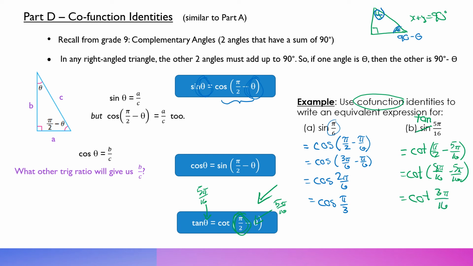So tan of 5 pi over 16 is equal to, is equivalent to, is exactly identical to cotan of 3 pi over 16. And you can always check that out with your calculator. You can put tan of 5 pi over 16 in your calculator, look at the decimal answer you get there, and then try cotan of 3 pi over 16, and you will see the same thing because they are equivalent to each other.